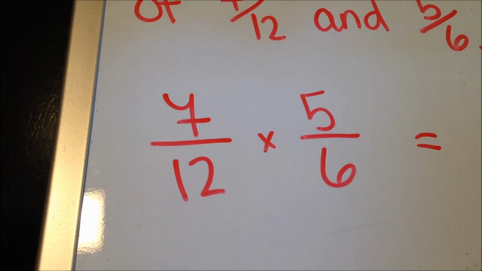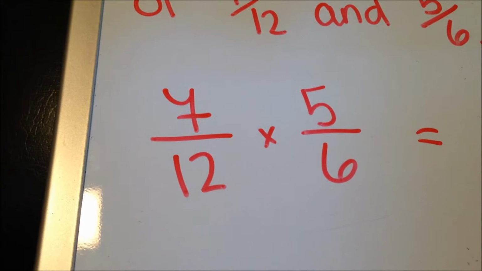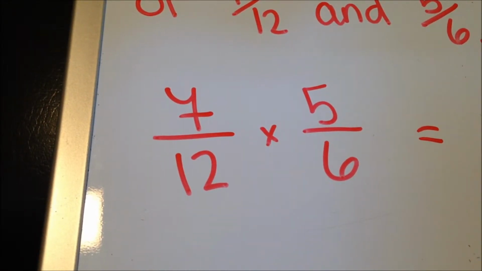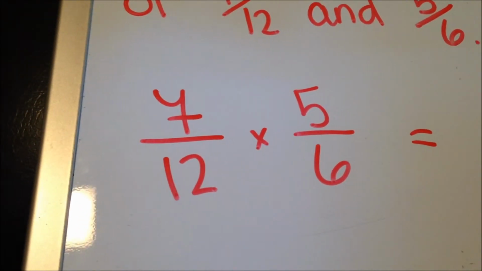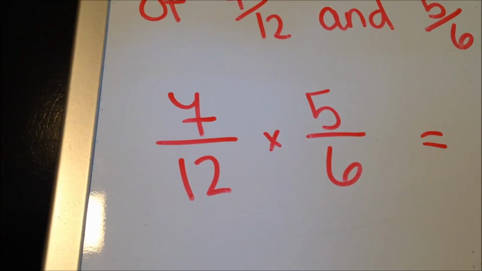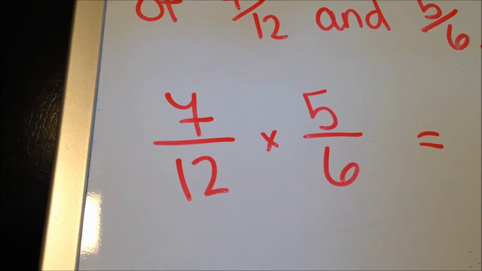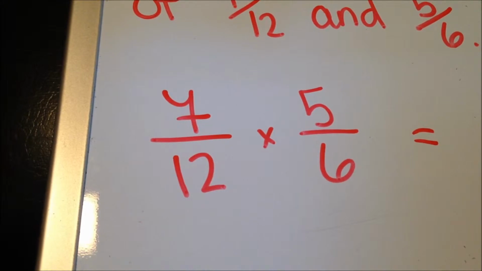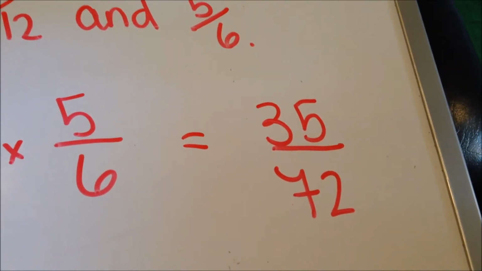Ask yourself, is there any way we can cross-reduce? Can 7 and 6 cross-reduce? No, they cannot. You might even want to try 7/12 itself. Can that fraction itself reduce? No, it cannot. Now look at the number 5. Can 5 cross-reduce with 12? Nope. And can the fraction 5/6 reduce? Nope. So we are left to multiplication. 7 times 5 over 12 times 6. So we have 35 over 72, and that is our final answer.